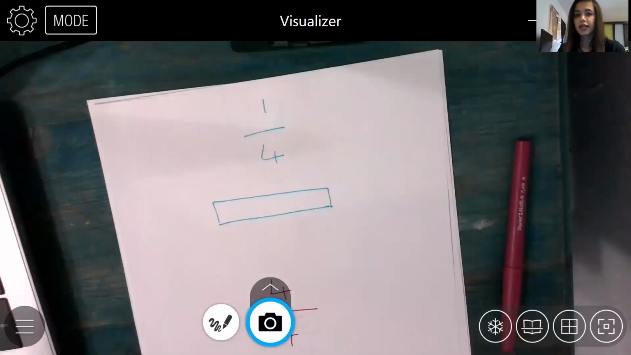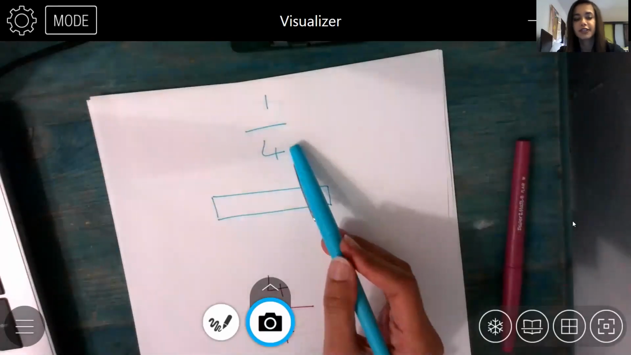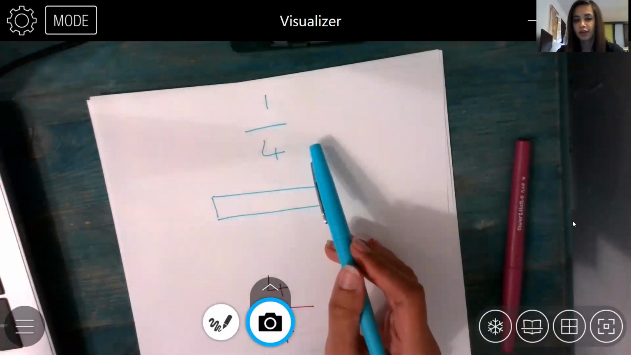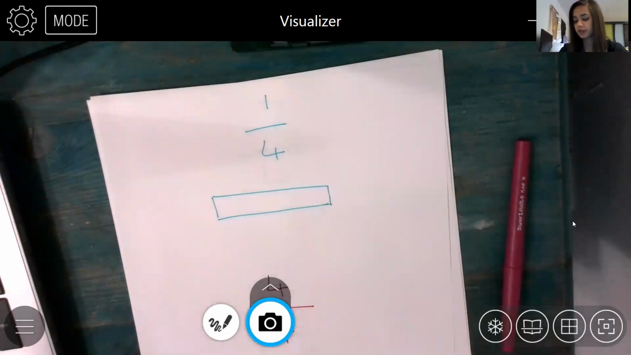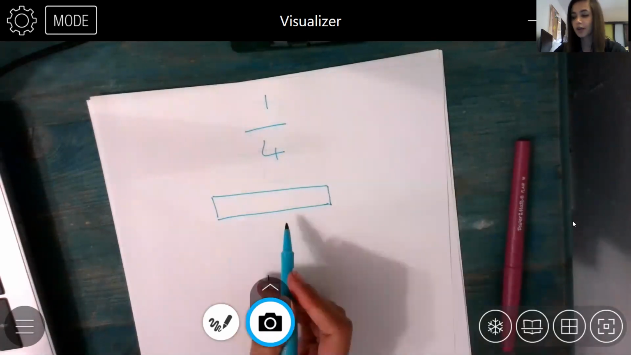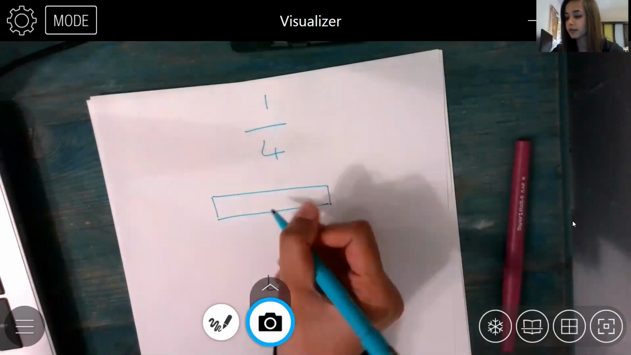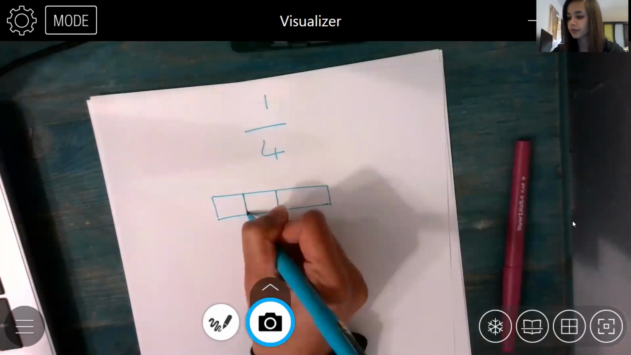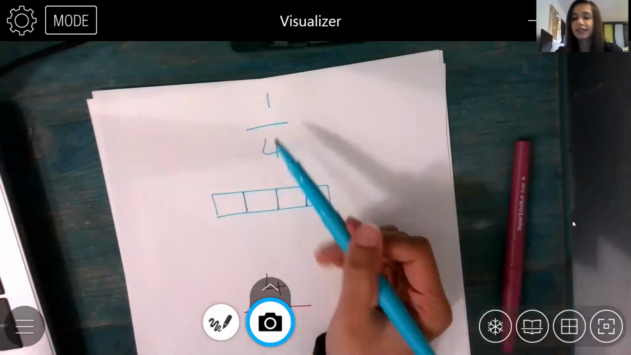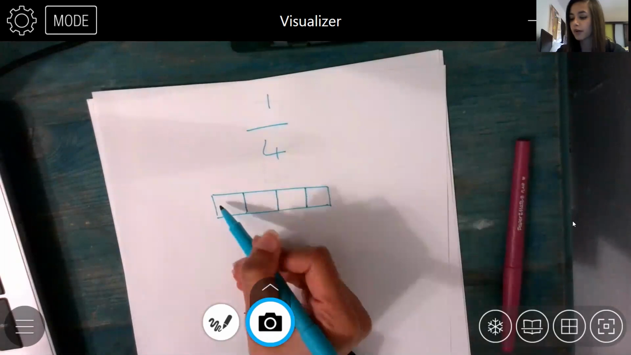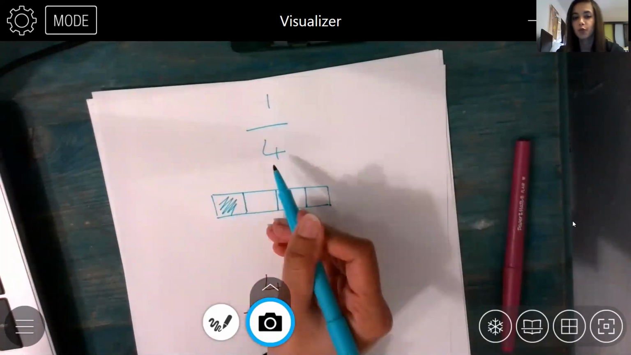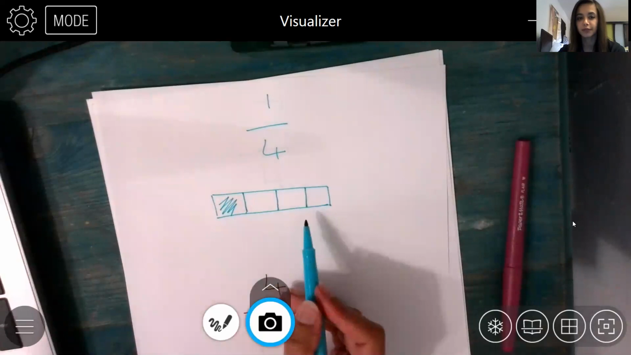So here you can see I have my fraction. This fraction is 1/4, and it's really important we remember what a fraction is. So our denominator tells us how many equal parts a whole amount has been split into. So I've got my bar here, and I'm going to split it into 4 equal parts. And my numerator tells me how many of those parts I need to shade in. So I'm shading in 1 out of my 4 parts, and I have now shown 1/4.